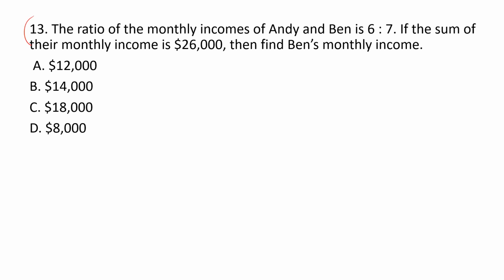The next question, 13th question. Here we are given 2 ratios. Andy is to Ben. Let's consider A is to B equals 6 is to 7, the ratio of monthly incomes, and the sum of the monthly incomes is 26k. So it can be solved in 2 ways. I will be telling you the 2 different methods.